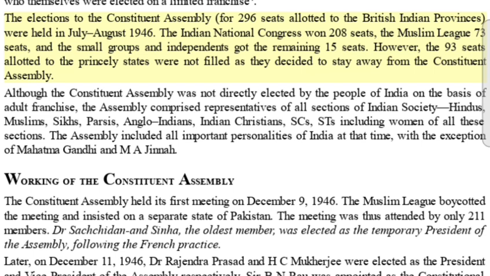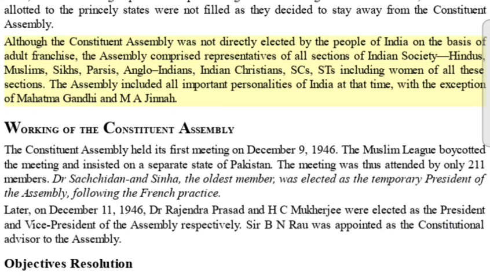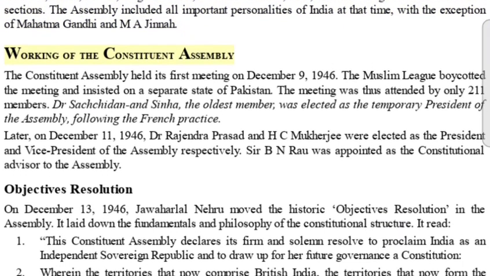However, the 93 seats allotted to the princely states were not filled, as they decided to stay away from the Constituent Assembly. Although the Constituent Assembly was not directly elected by the people of India on the basis of adult franchise, the Assembly comprised representatives of all sections of Indian society: Hindus, Muslims, Sikhs, Parsis, Anglo-Indians, Indian Christians, SCs, STs, including women of all these sections. The Assembly included all important personalities of India at that time, with the exception of Mahatma Gandhi and M.A. Jinnah.